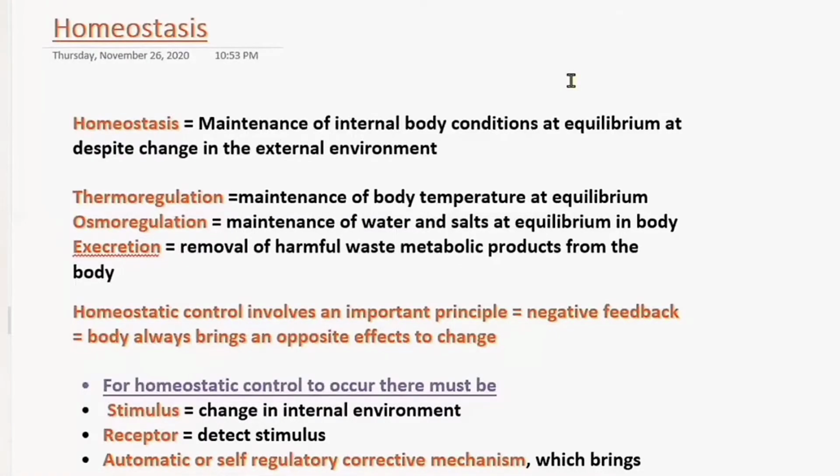Homeostasis is the maintenance of internal body conditions at equilibrium despite change in the external environment, right? One example is that if the temperature outside is 50, 60, or it's 20 or 15, our body's temperature should be 37 degrees Celsius, right?